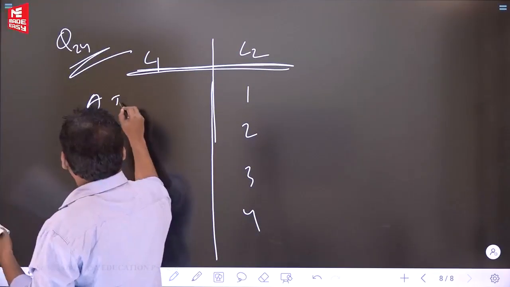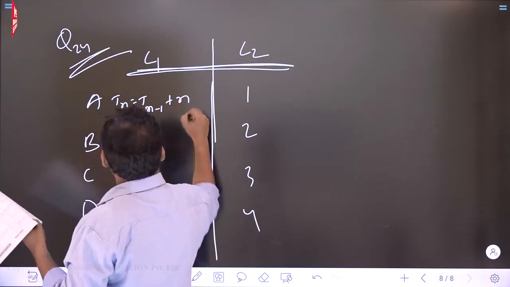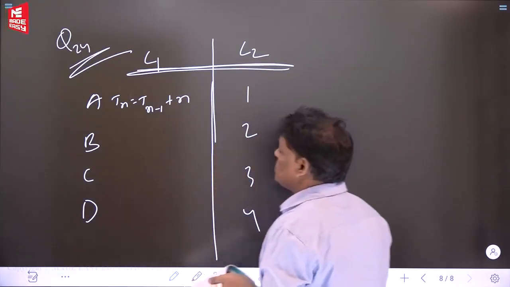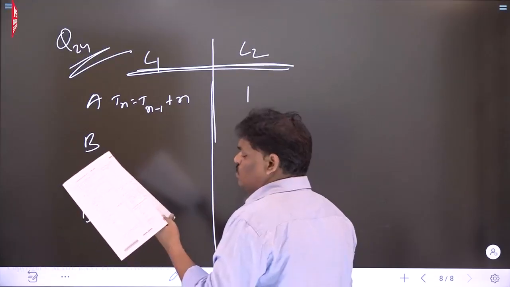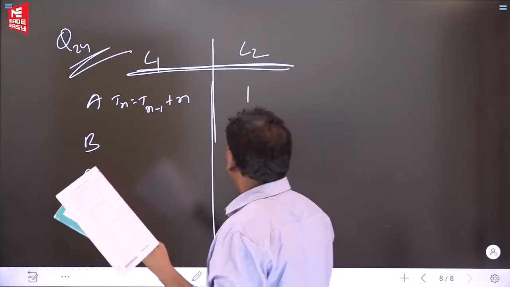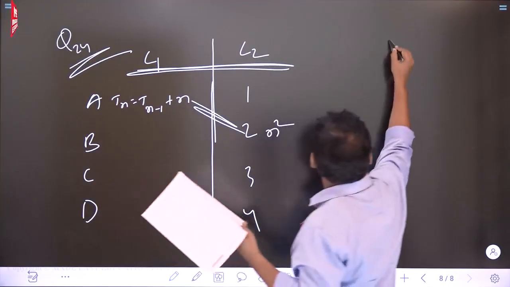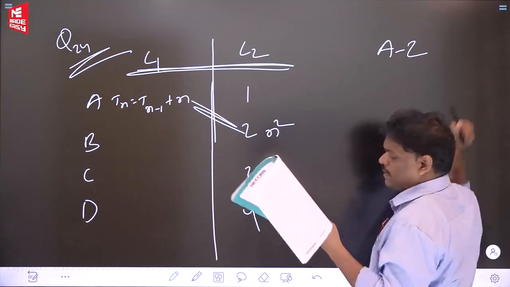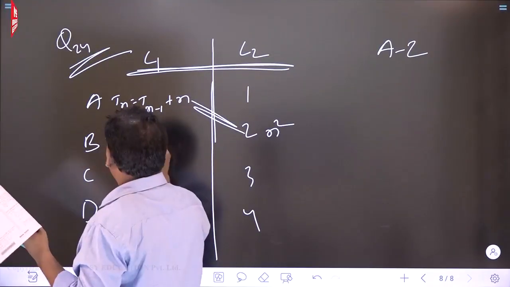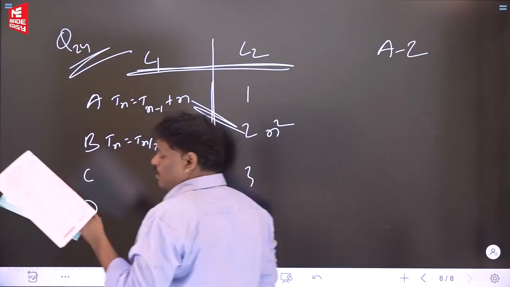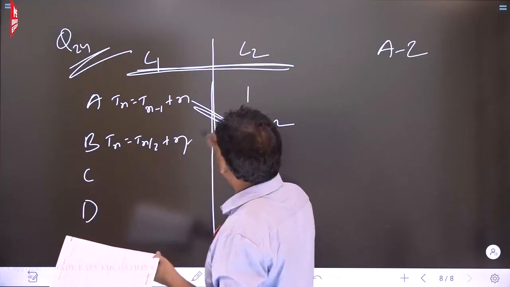A: T(n) is equal to T(n minus 1) plus n. If we solve this recurrence relation, what is the answer? This is the first recurrence relation which we solved. It will become n square. So for A, 2 is the answer. Next, go to B: T(n) is equal to T(n by 2) plus n. Because of the decreasing GP series, it will become n. For this one, 1 is the answer.